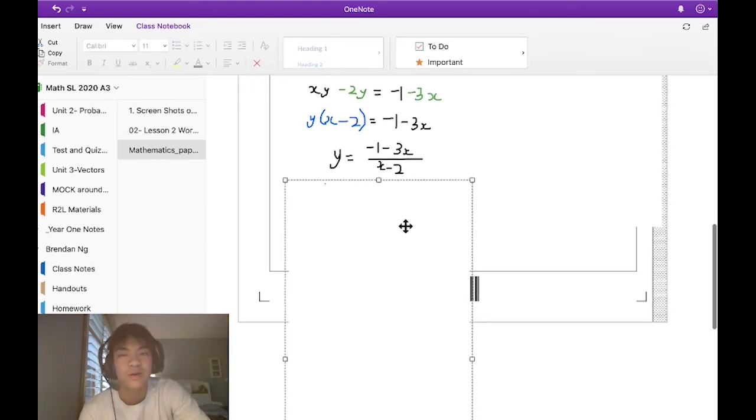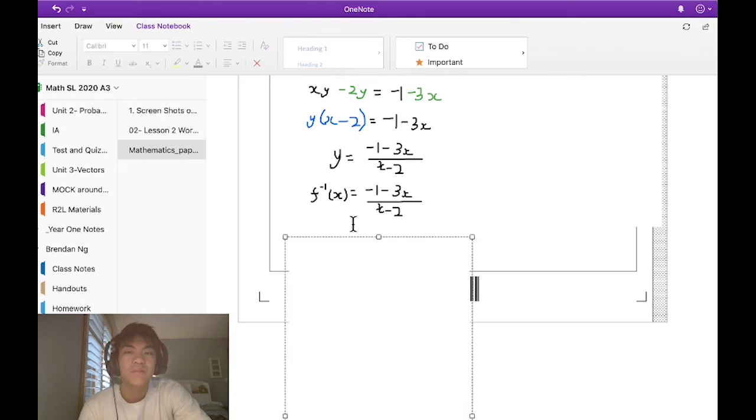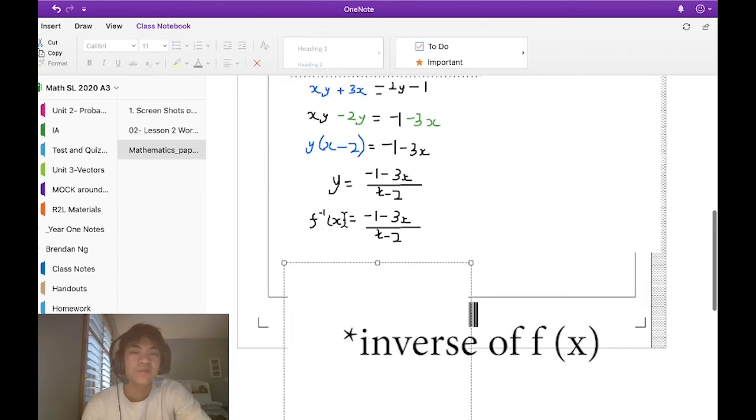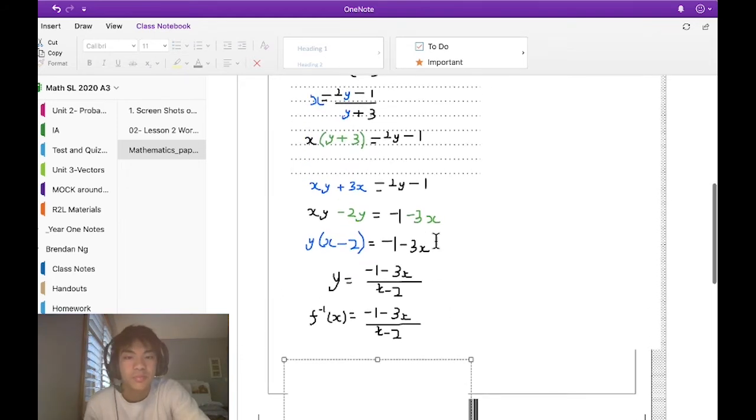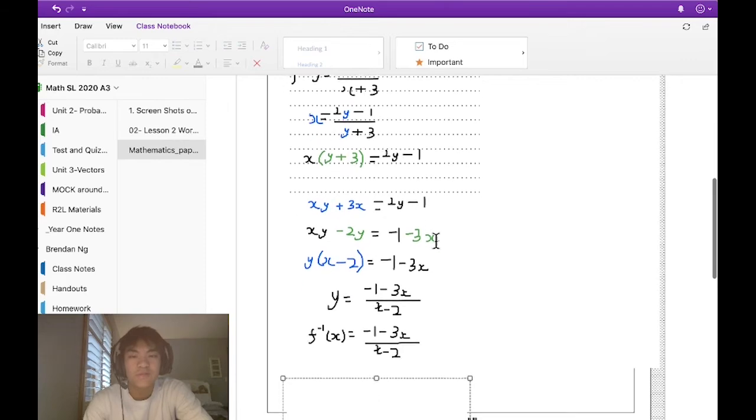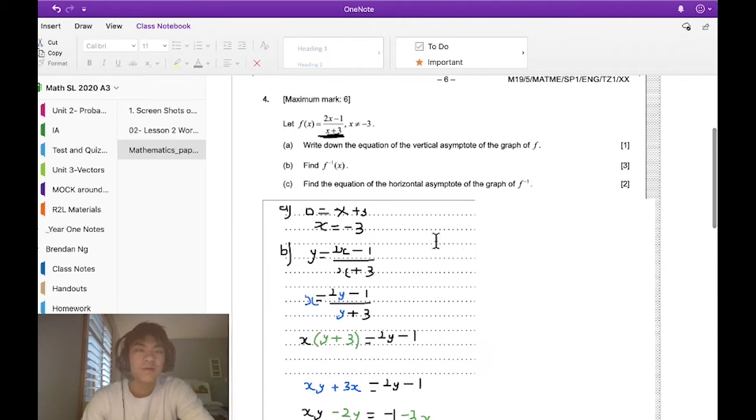And then we can switch back the y to the inverse of x, f inverse of x equals (minus 1 minus 3x) divided by (x minus 2). That's pretty much it for solving the inverse.